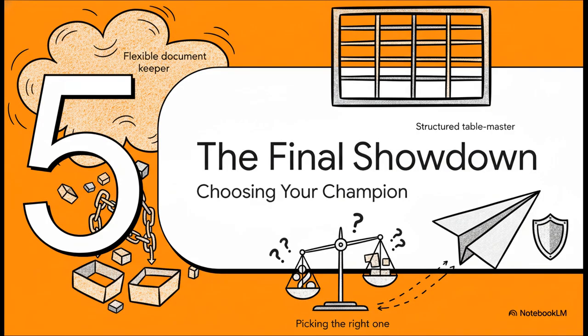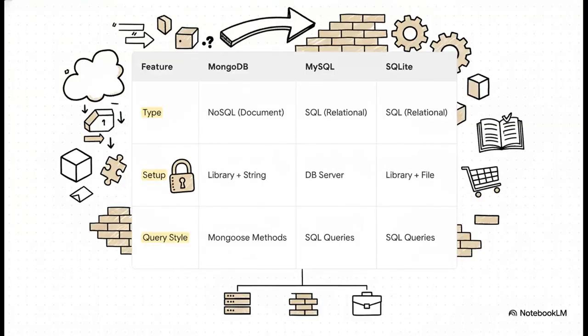All right, the auditions are over. We've seen the flexible document keeper, the strict table master, and the lightweight file hero. So the big question is, how do you actually choose your champion? Let's put them all side by side. Think of this as your ultimate cheat sheet. You've got MongoDB, which is amazing for getting started fast or when your data structure might change a lot. Then there's MySQL, the heavyweight champ for big, serious applications where data integrity is absolutely critical. And finally, SQLite, the undisputed king of simplicity, perfect for small projects, testing, or just local development on your own machine.